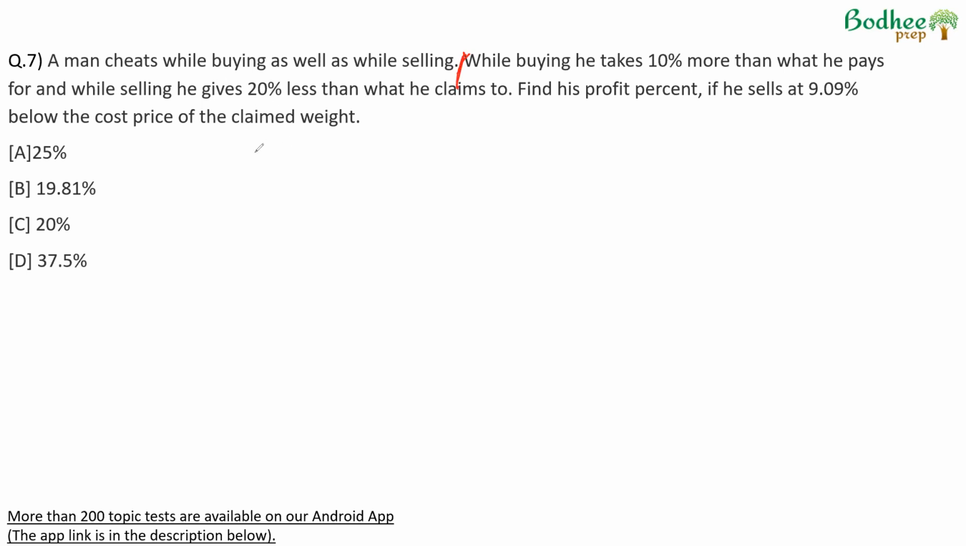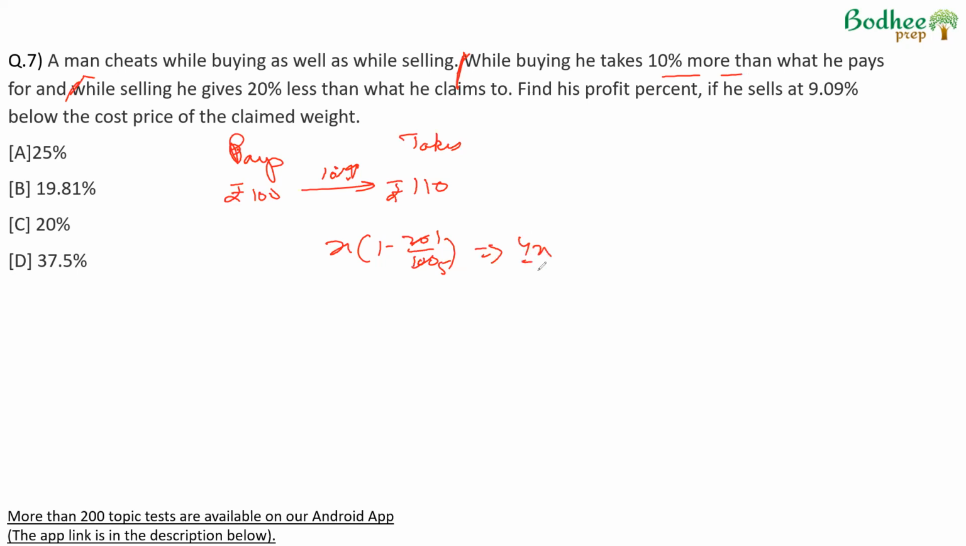Suppose he pays for articles worth rupees 100, but while buying, he takes 10% more than what he pays. So he will take 10% more than this, which is 110 rupees worth of items. While selling, he gives 20% less than what he claims to. So if he claims to give X, he will actually give 1 minus 20 upon 100, which is 4 by 5 X. Now he has 110 rupees worth of items to give away.